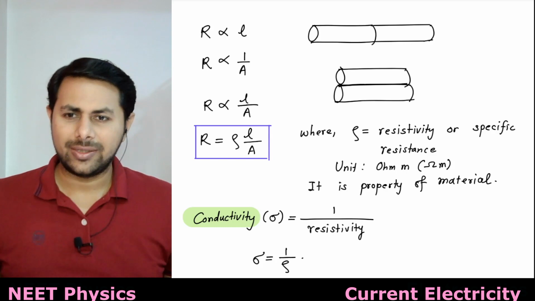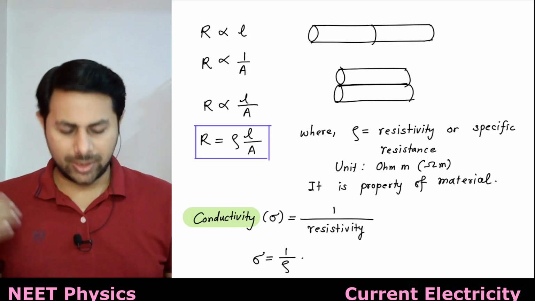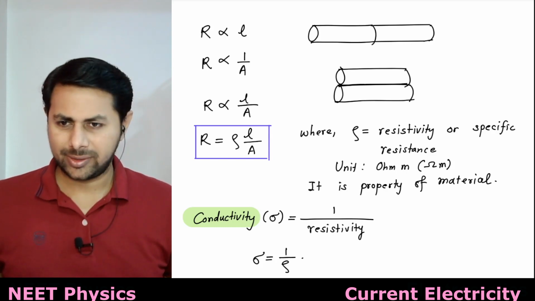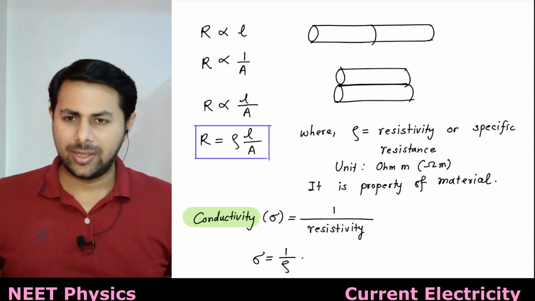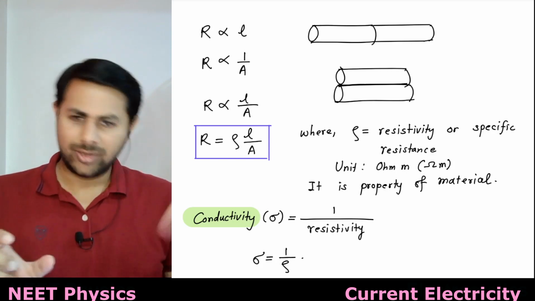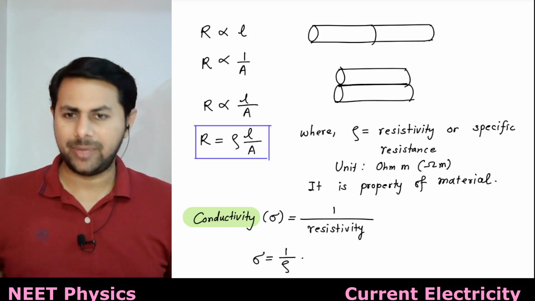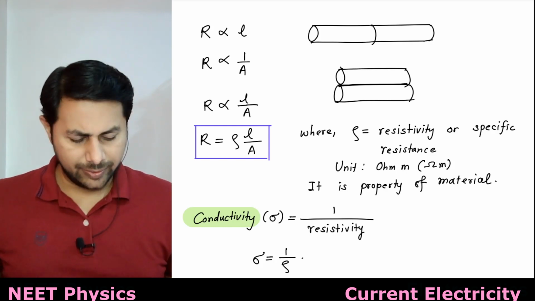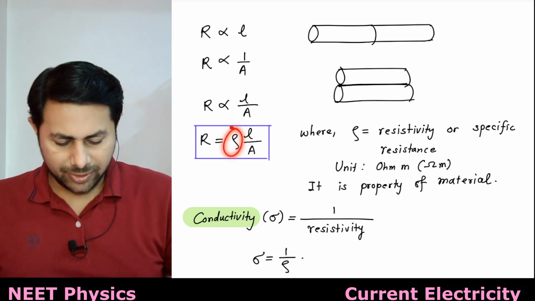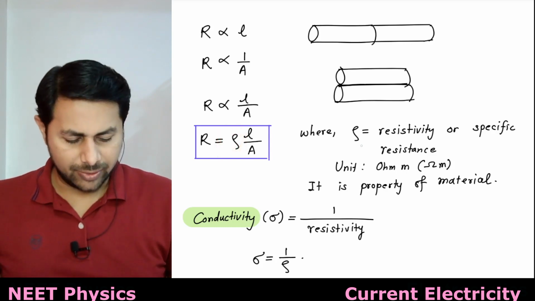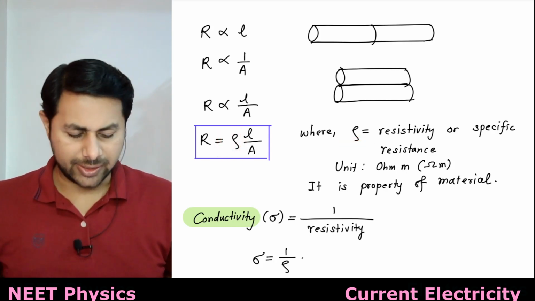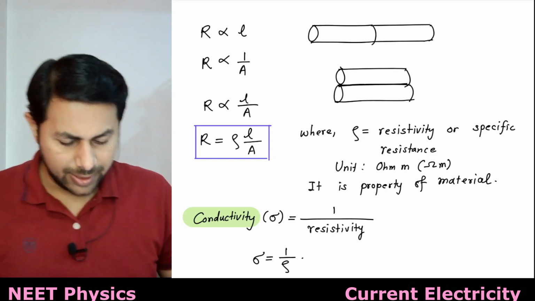So because of that, what will happen? There will be a different number of collisions between the atoms and electrons, and that's why the resistance would be different. So it depends on this factor which is known as resistivity or specific resistance, right?